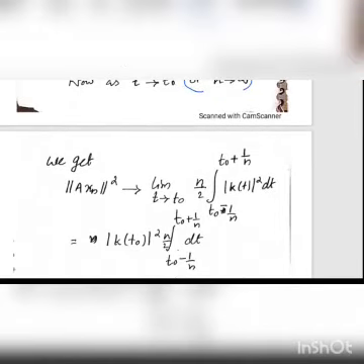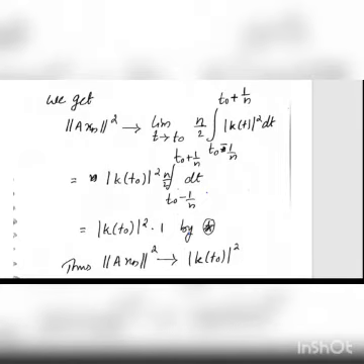see, n by 2 into this will come, that is k of t naught square into n by 2 into this, that is this equal to 1 by equation star. So whatever you are getting is modulus of k of t naught square. So you proceed with here. That means norm of A xn square converges to modulus of k of t naught square.